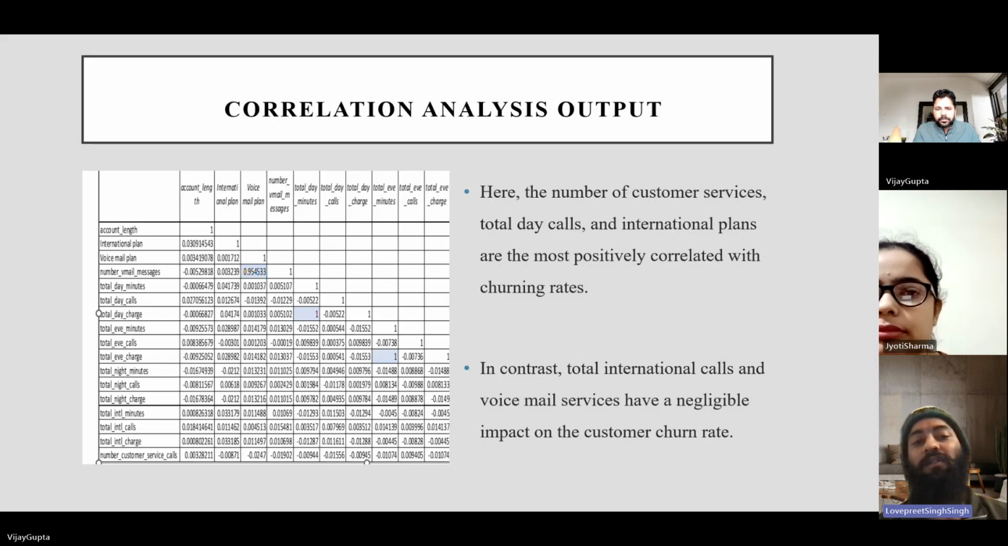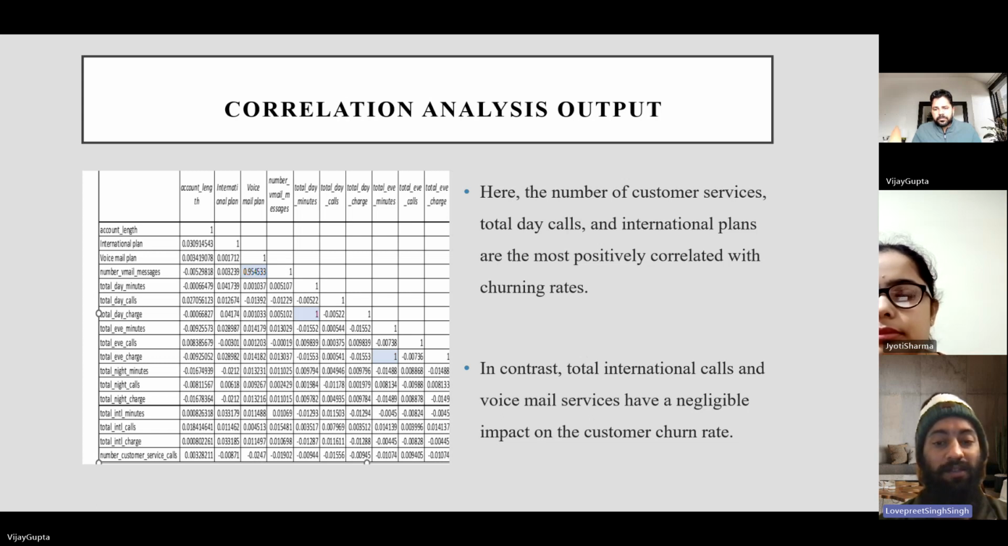Moving further, we can see here the correlation analysis output. The data we represent shows that the number of customer service calls, day calls, and international plans are the most positively correlated with the churning rates.